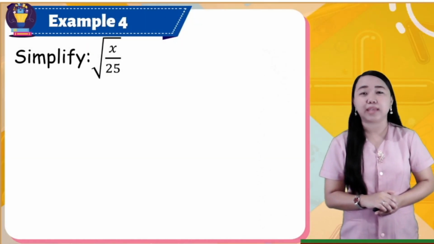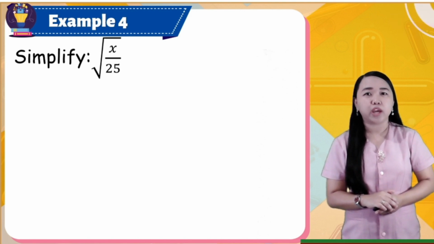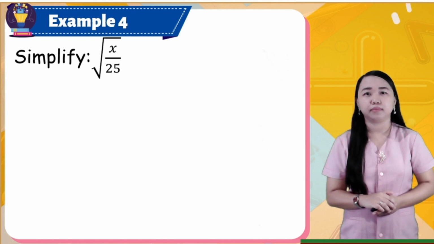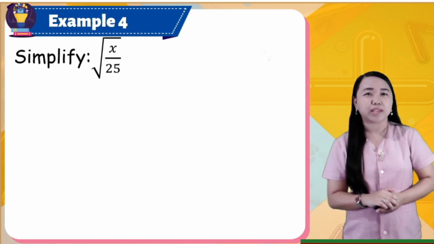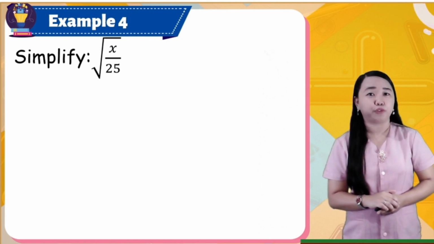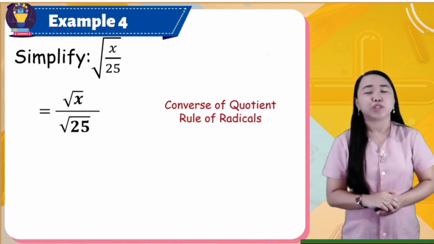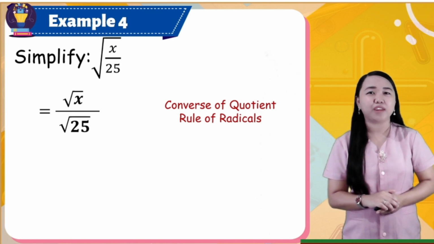Our fourth example is to simplify the quotient of square root of x over 25. Simplify it by applying the converse of the quotient rule. Express the numerator and denominator as quotient of two radicals. It will become square root of x over square root of 25.